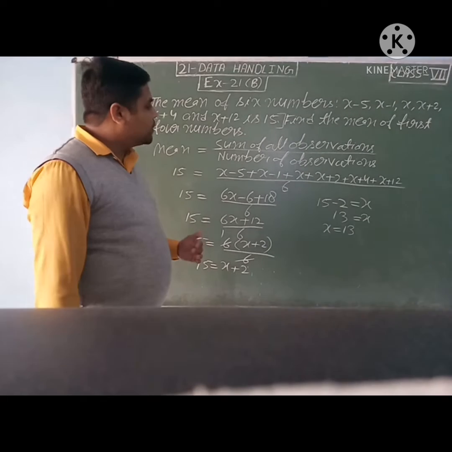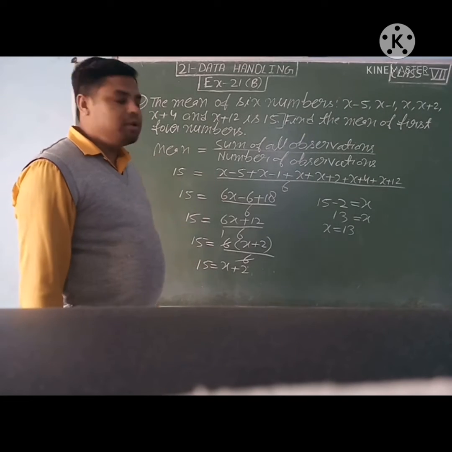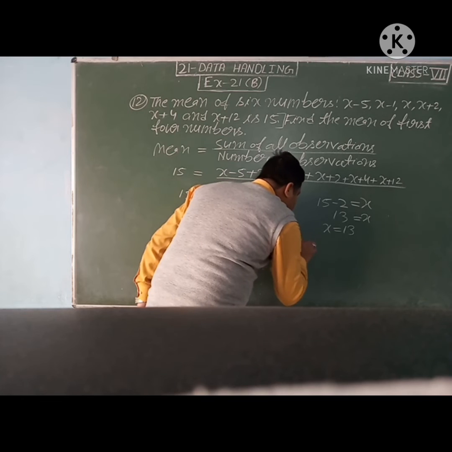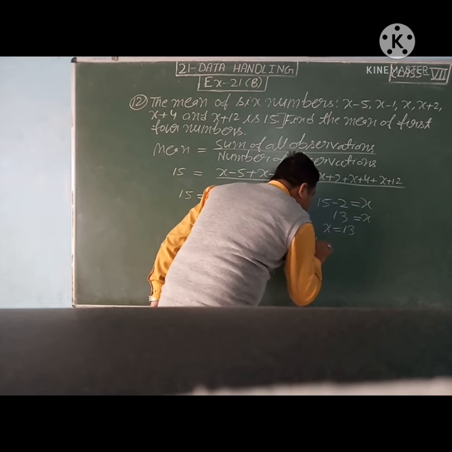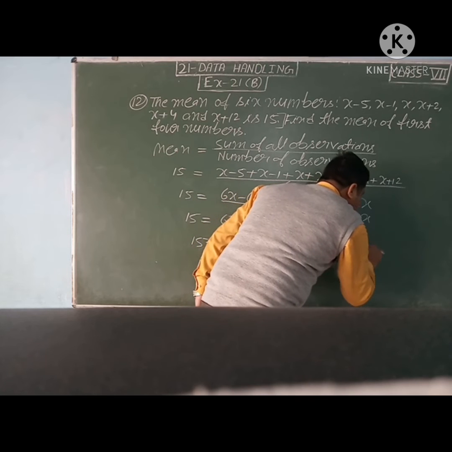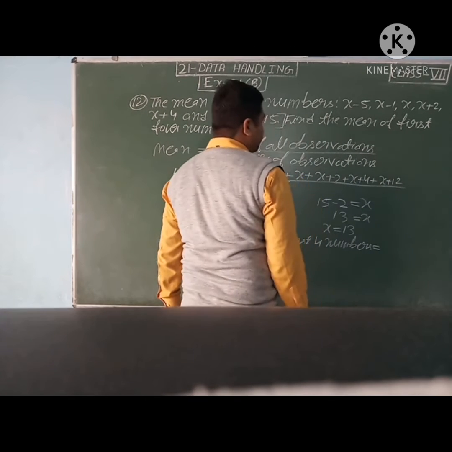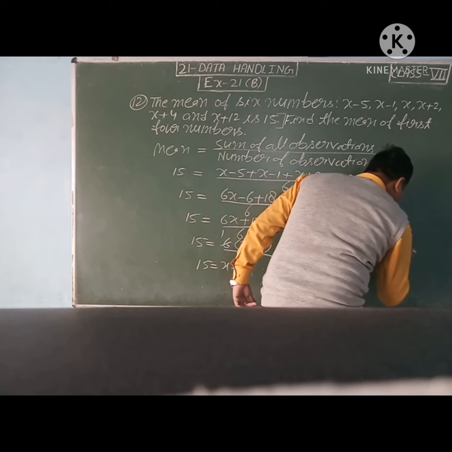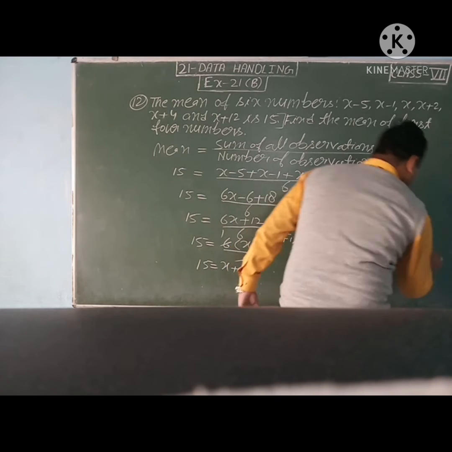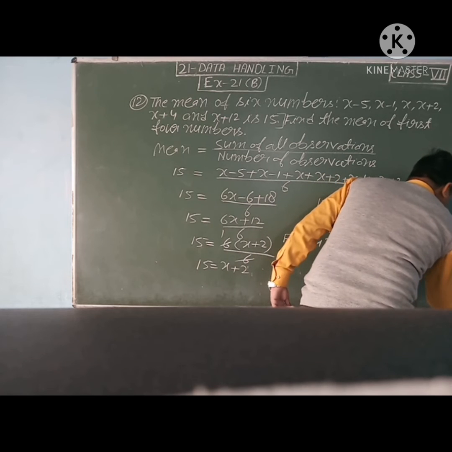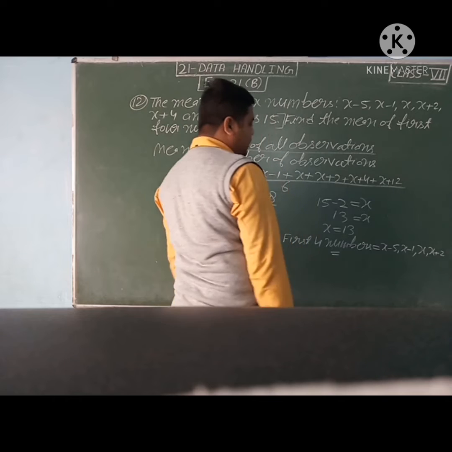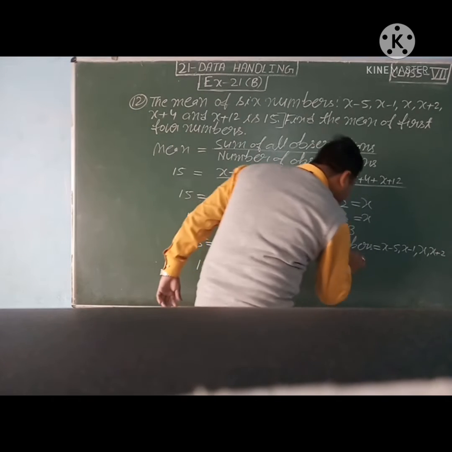So now we will put the value of x in the first four numbers. So the first four numbers are x minus 5, x minus 1, x and x plus 2. We can put the value. x minus 5 means 13 minus 5.